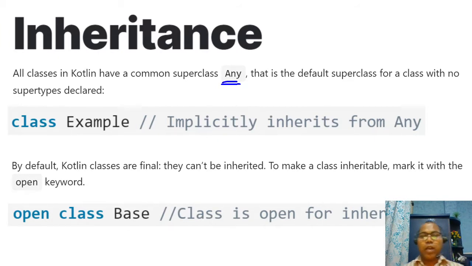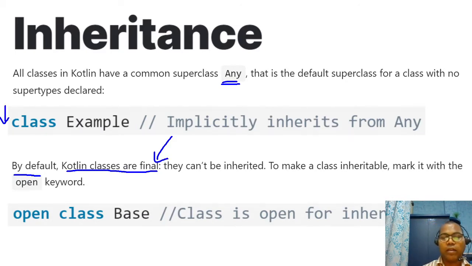And the second point: by default, all the Kotlin classes are final. Whether you mention an access modifier or not, if you're defining any class in Kotlin, by default it's final. That means you cannot inherit. This is the same definition as in the Java programming language. If you make a class final, that means you don't want any other class to become a derived class of it.